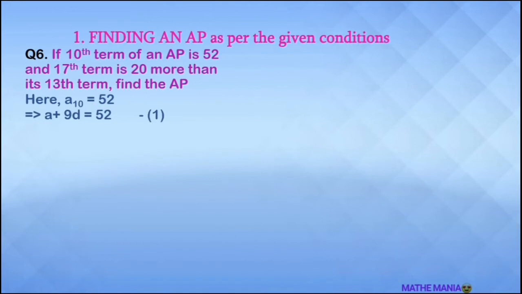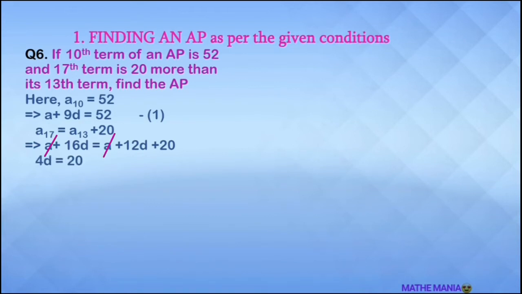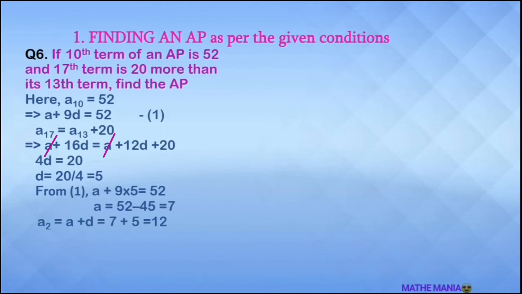Second condition is A17 is equal to A13 plus 20. On replacing the values, we get A plus 16D is equal to A plus 12D plus 20. Cancelling A, bringing 12D to the other side and solving, we get 4D is equal to 20 or D is equal to 5. Putting this in 1, we get A is equal to 52 minus 45 equal to 7. Now we'll find the next two terms of the AP. A2 is equal to A plus D, that is 7 plus 5 equal to 12. A3 is equal to A2 plus D, so it comes out to be 17, and hence the AP is 7, 12, 17, and so on.